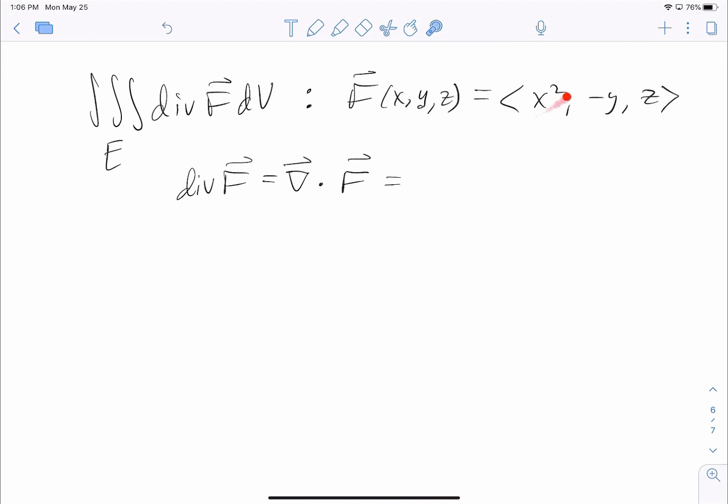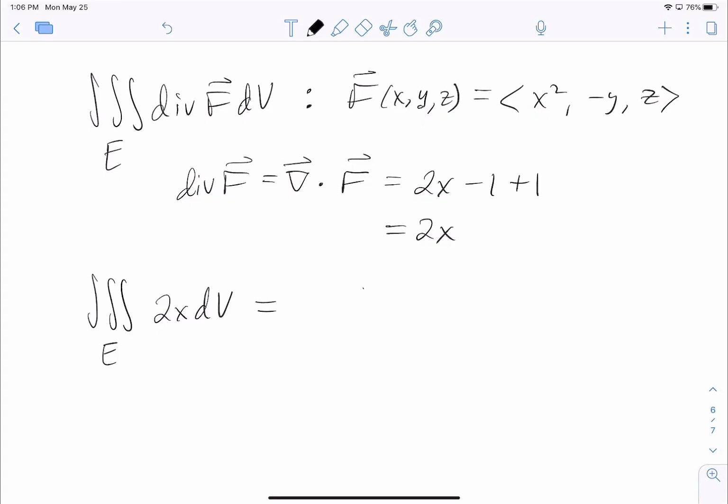The partial of x squared with respect to x is going to be 2x. The partial of negative y with respect to y is going to be minus 1. The partial of z with respect to z is plus 1. And so our divergence of f is equal to 2x. We then have the triple integral over E of 2x dV. Now remember, E is a cylinder, and 2x is our integrand. X goes from 0 to 2.